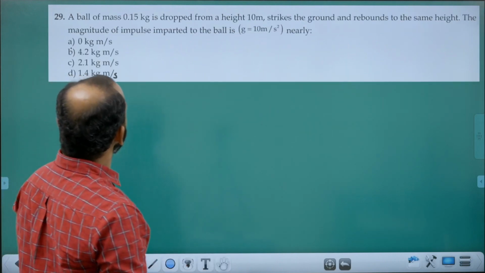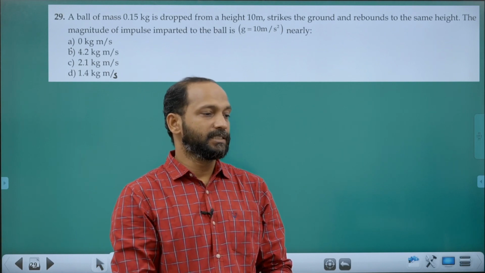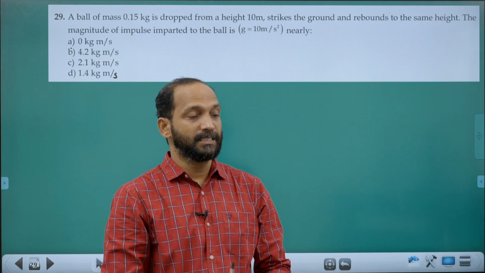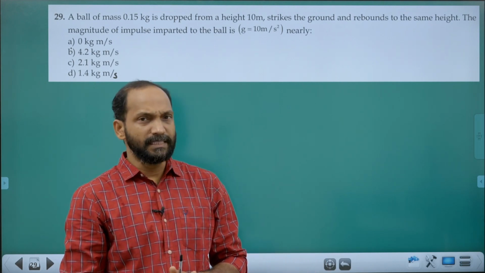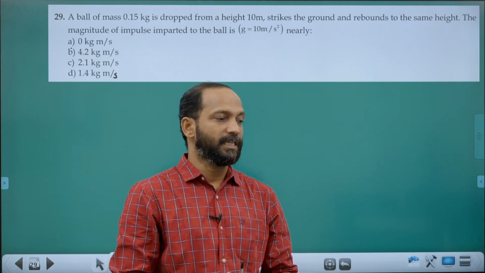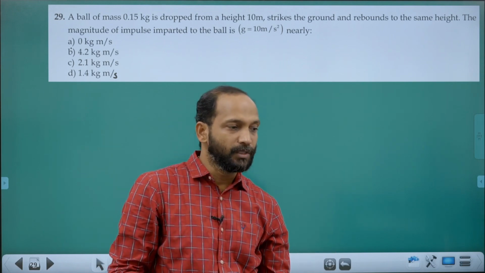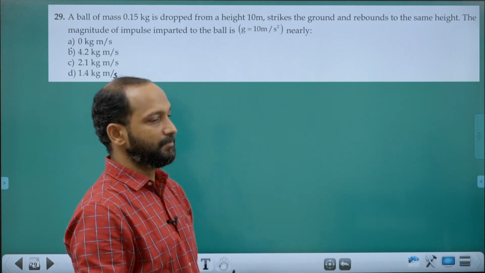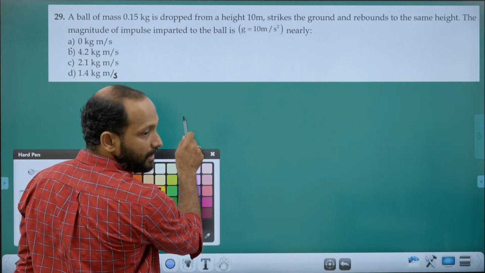Next one. A ball of mass 0.15 kilogram dropped from height 10 meter strikes the ground and rebounds to the same height. Magnitude of impulse imparted. As it rebounds to the same height, the collision is taken to be elastic because there is no loss of kinetic energy. So with what speed it was hitting, with the same speed it will be bouncing back. So what is the impulse? Impulse momentum theorem. Once again, this is the question asked in 2021 NEET.